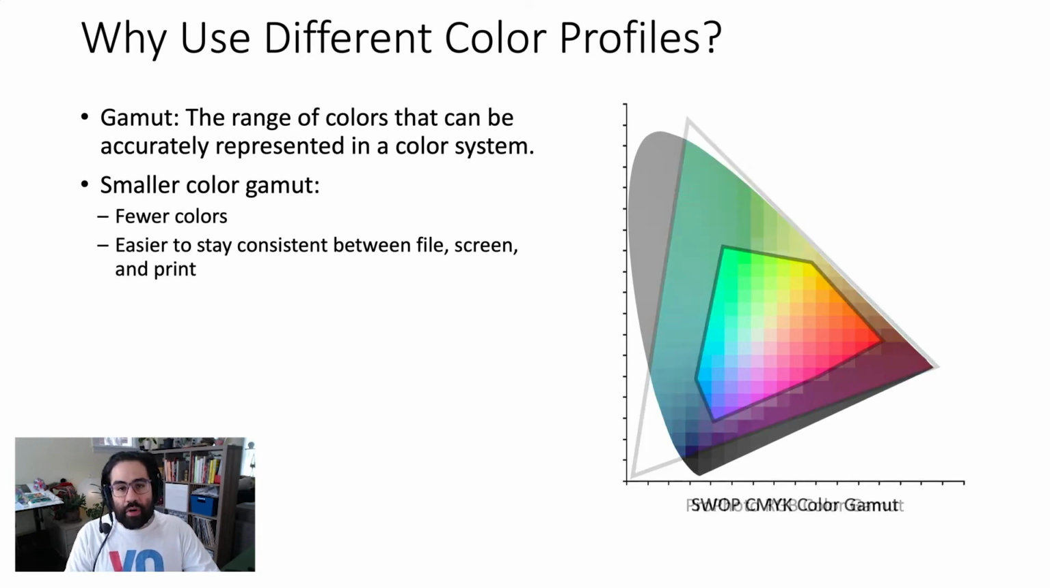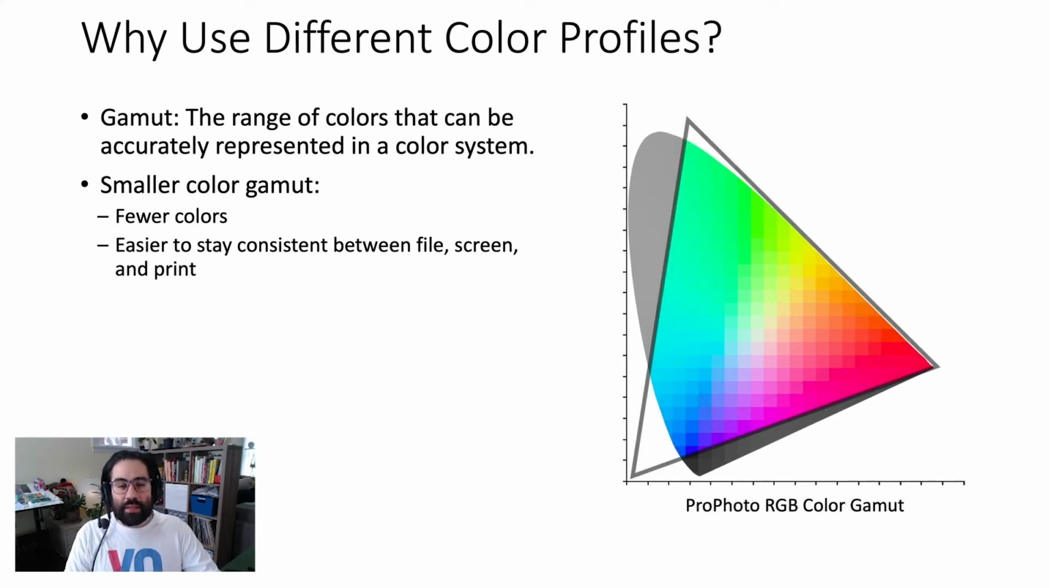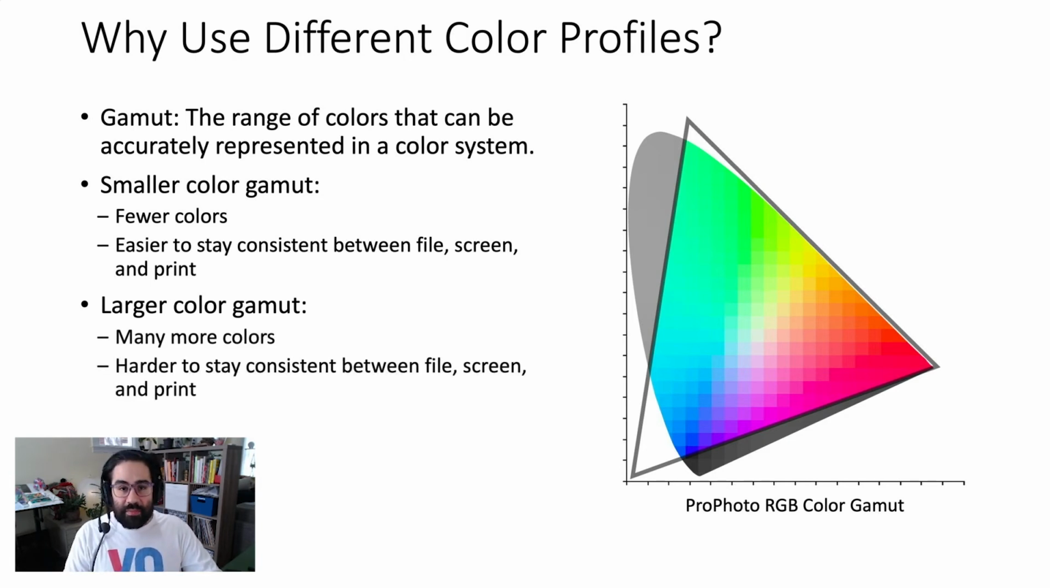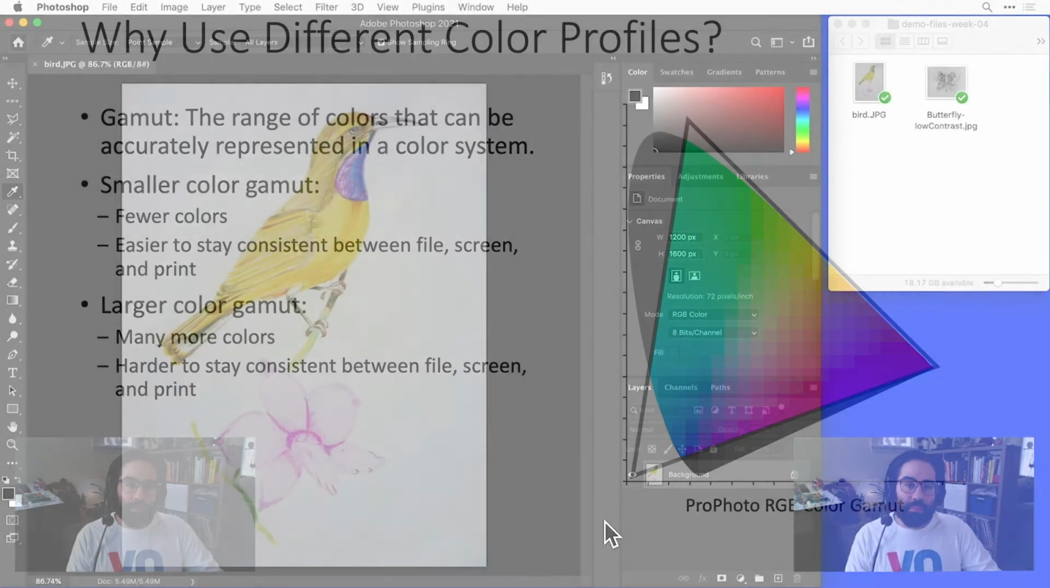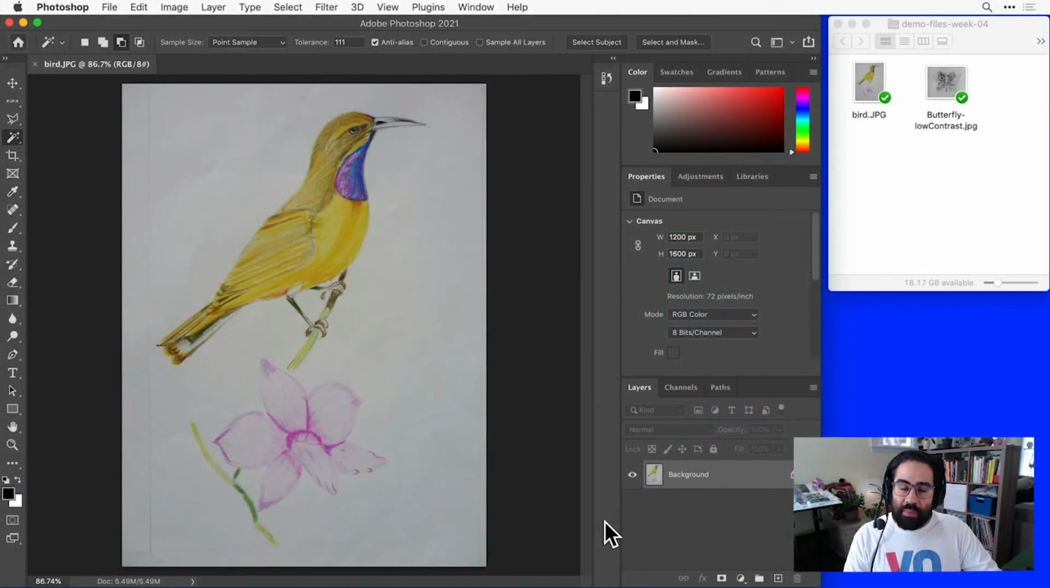Let's compare it to the ProPhoto RGB profile, which has a much larger color gamut. Now, this is an advantage for reproducing photographic imagery, which usually has lots of colors and tones, but more challenging since there are some colors in this profile that can't be shown without a special screen and/or specialized printers. Let's jump into Photoshop and look at some practical ways for dealing with color models and color profiles in a file.